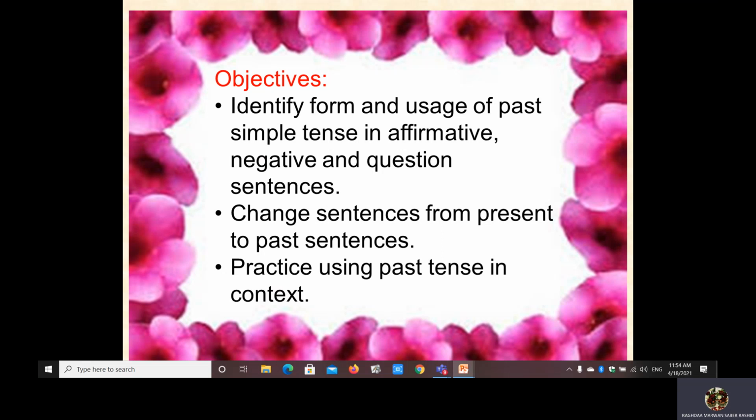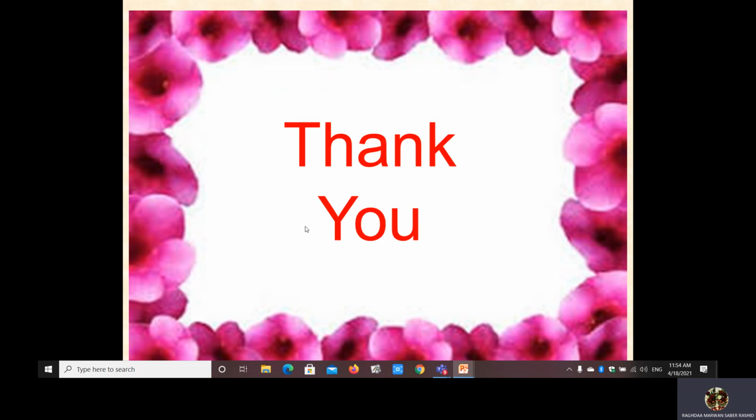Now we finish with all the objectives. I think: identify form and usage of past simple tense in affirmative, negative, and question sentences. Change sentences from present to past sentences. Practice using past tense in context. Now I want you as homework to write an imaginative paragraph about your last weekend. What did you do? Even if you describe different things we didn't do exactly, you can just imagine and write a paragraph about what you did last weekend.